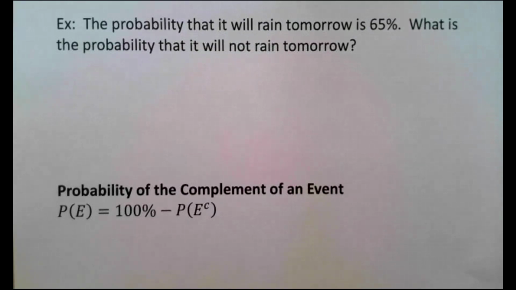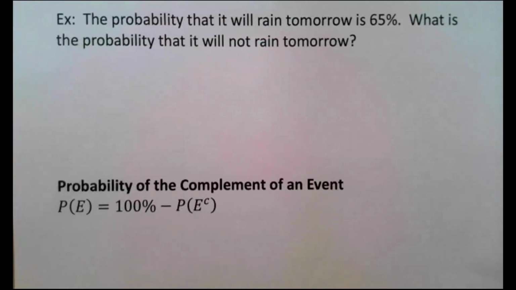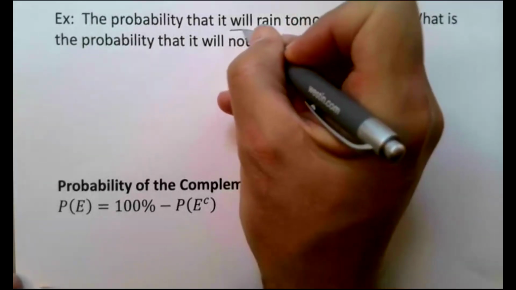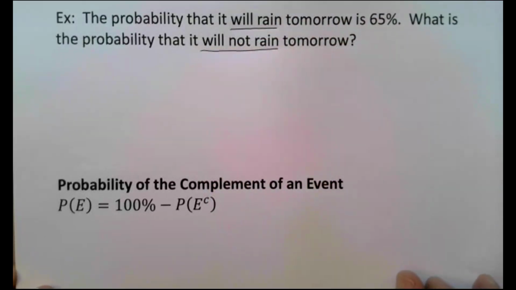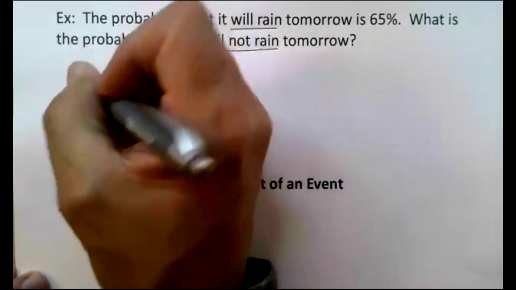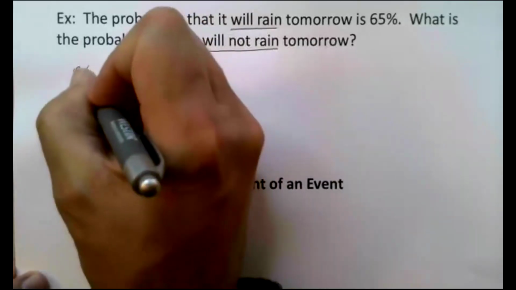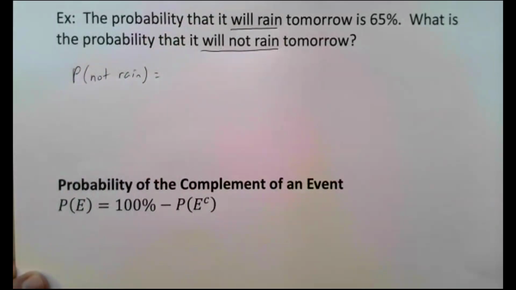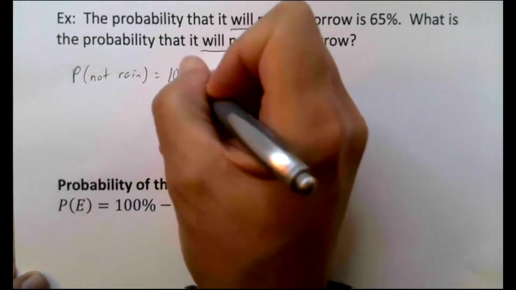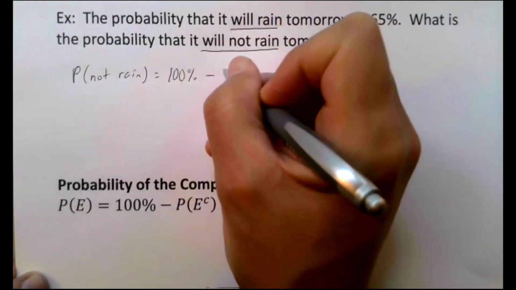So if the probability that it's going to rain tomorrow is 65%, if we know the probability that it will rain tomorrow, we also kind of know the probability that it will not rain, which is the opposite, right? Which is the complement. If I'm telling you the probability that something's going to happen, you also kind of know the probability it's not going to happen, because they're opposites, right? The probability that it's not going to rain, well, usually I would say 1 minus the probability that it is going to rain. But since we're talking about percents here, instead of 1, we're going to write 100%.